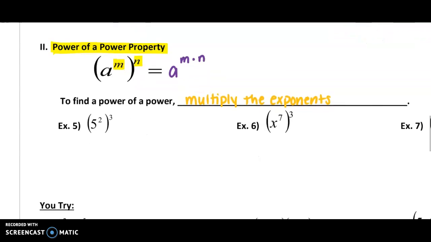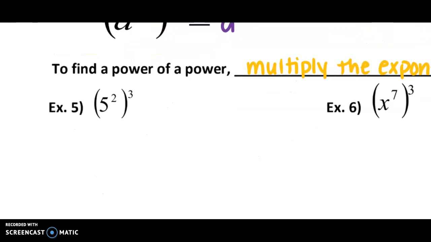Okay? So let's look at some examples here. The first one we're going to look at, it does not matter what my base is because I'm only ever dealing with one base. So I have 5 to the second, all to the third. So I can make that 5 to the 2 times 3, which would be 6. 5 to the 6 would be my answer. And again, if you want to type that into your calculator and get the simplified answer, you absolutely can, but you do not have to.